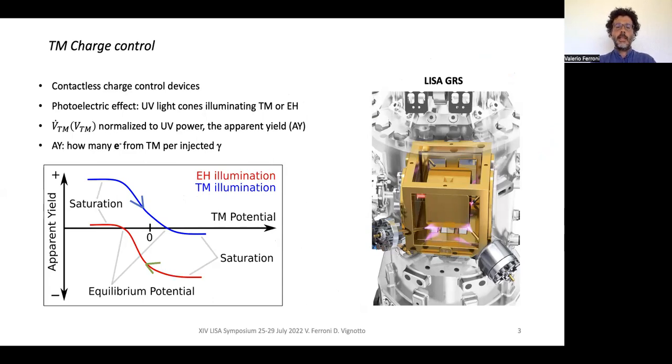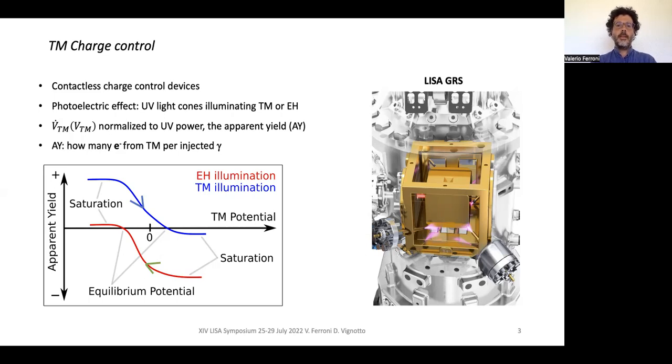We use contactless devices that provide UV light cones illuminating the surfaces of the sensor and producing photoelectric currents. These photoelectric currents provide a change of the test mass potential depending on the illumination geometry.